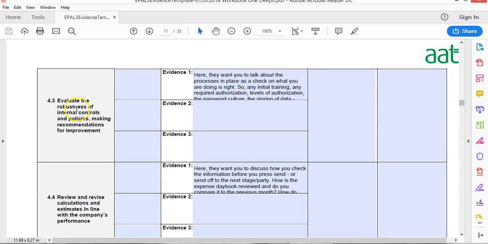So this one, for example, is talking about the robustness of internal controls. It's really saying what controls are there in place to make sure that the work gets done properly. So generally, someone looking at your work, maybe some levels of authorization, a password, storing of data. They just want you to talk about that. And here they want you to talk about how you probably look at the information just before you press send, just make sure that there are no differences and it's in line and there's nothing abnormal with the data before you send it. And that's what they're really asking for here.